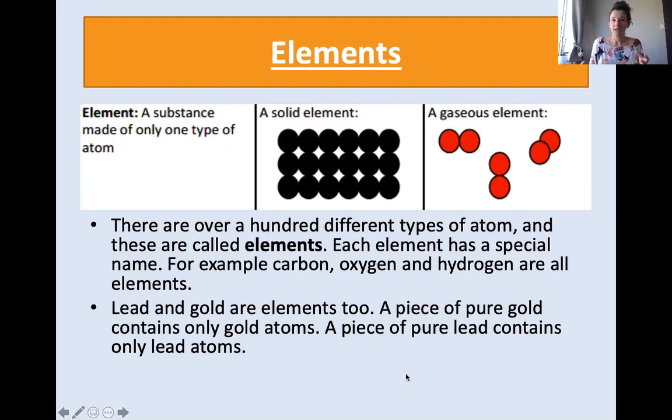Okay, an element is a substance which is made up of just one type of atom. Now, these can be solids, liquids, or gases. The really important thing to remember is that an element is just made up of one type of atom. Okay, so here we've got a diagram of a solid element. You can see all of these types of atoms are the same. And this is a gas element. You can see here all the atoms are the same type.